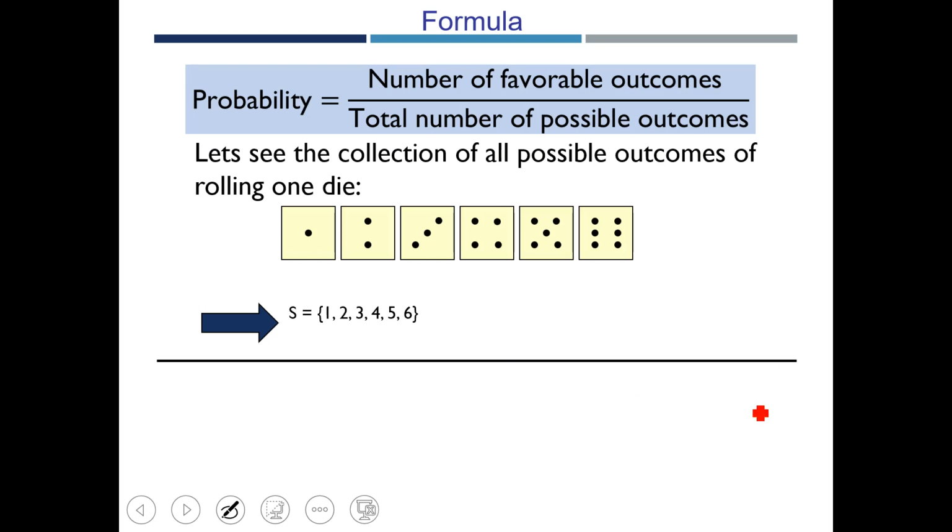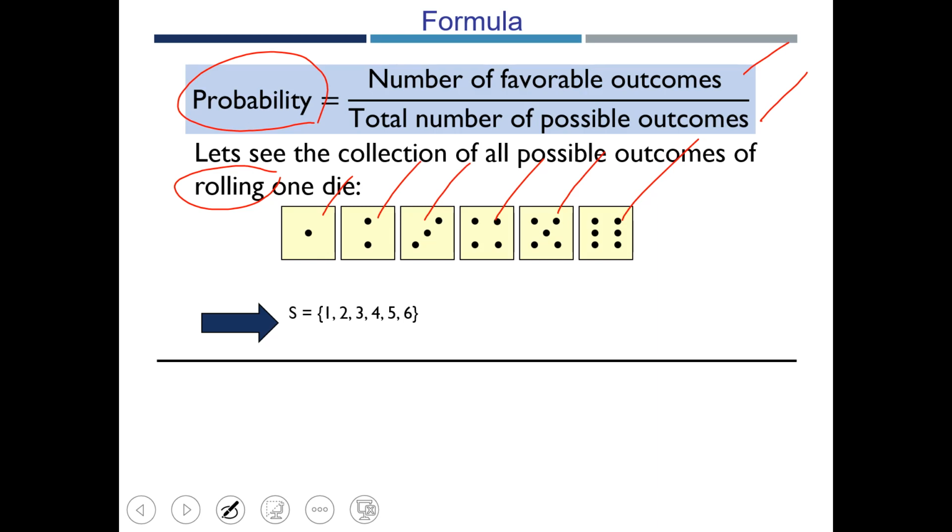Here we are talking about how you will calculate the probability. What's the formula for the probability? The probability formula is the number of favorable outcomes divided by the total number of possible outcomes. Here we have an example of rolling a die. If you roll a die, you may get 1, 2, 3, 4, 5 or 6. When you roll a die, you may get any of these values, right? So these are the possible outcomes you can get by rolling a die.